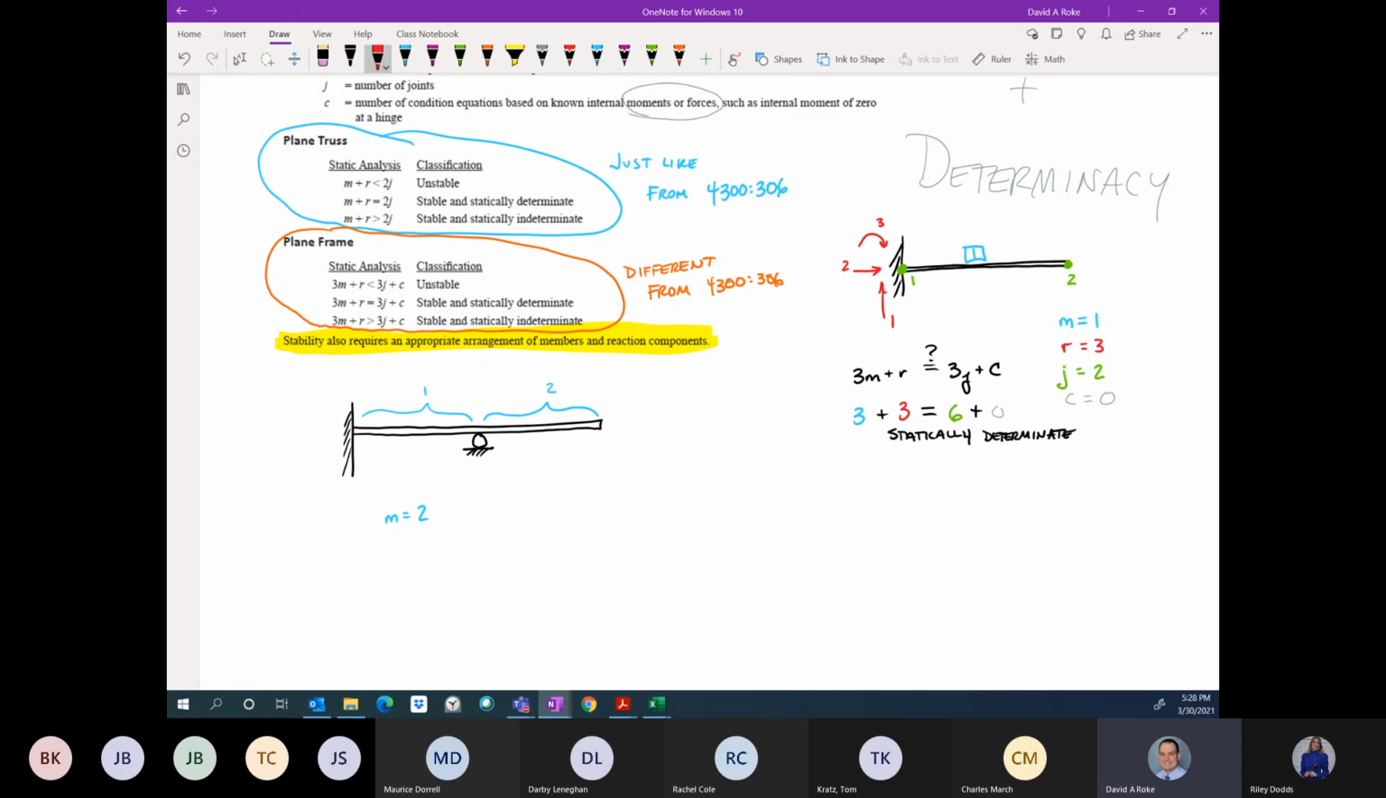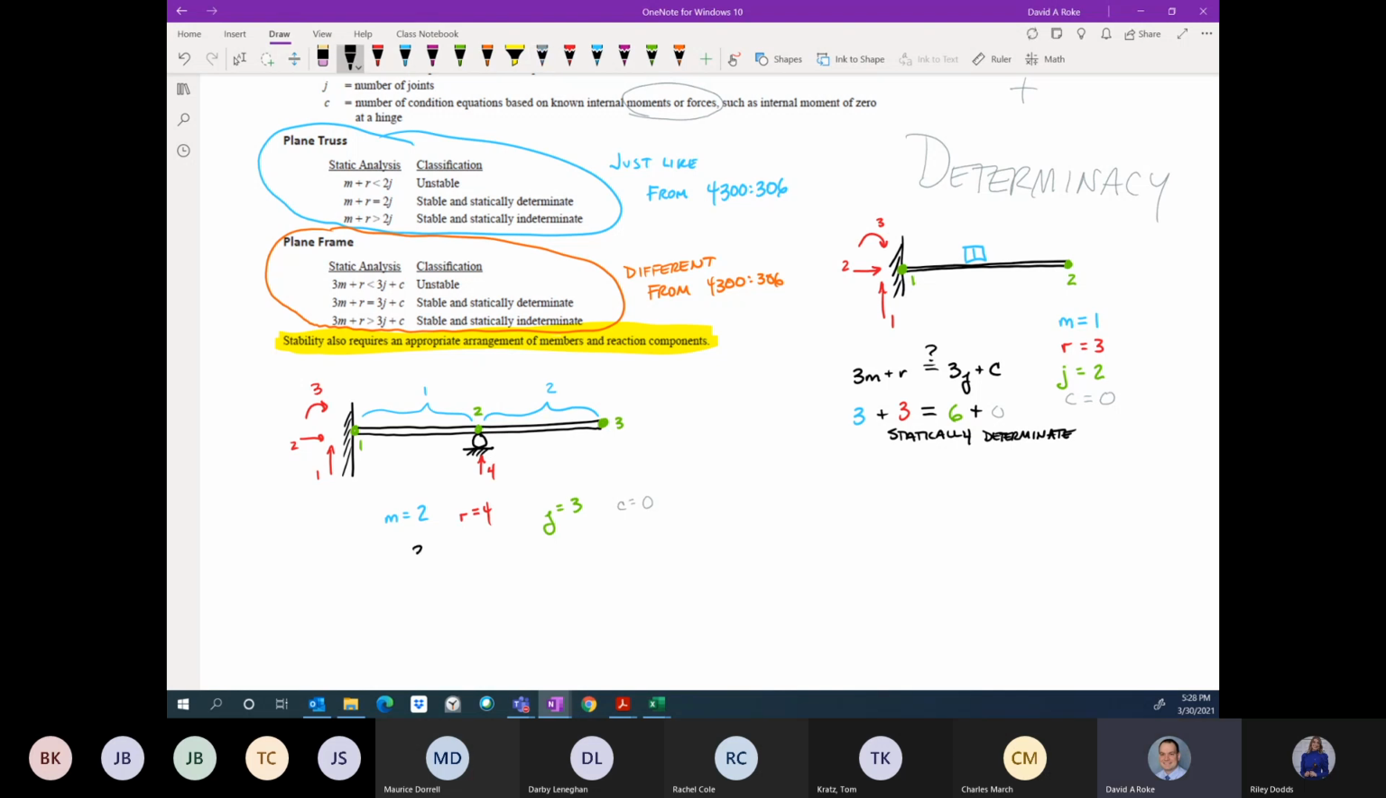We need our reactions. Well, I've got 1, 2, 3, 4 reactions. We need our joints. I've got 1, 2, 3 joints. And again, I don't know any of these internal forces.